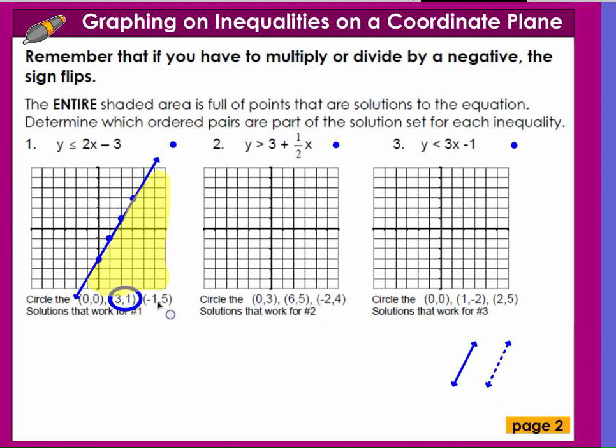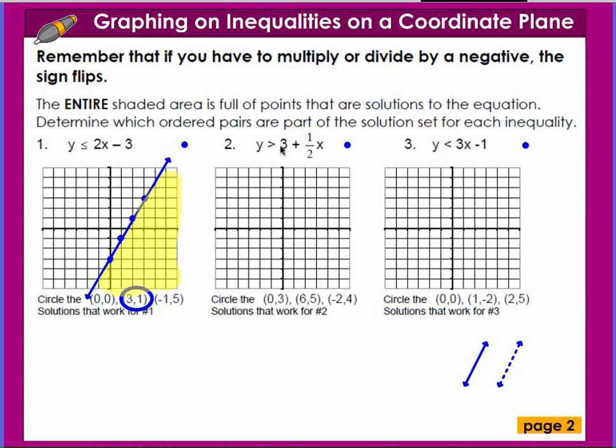All right, and let's look at (-1, 5). I go over to -1, and then I would have to go up 5. That's absolutely not in the shaded area. All right, let's do number 2 together. What's my y-intercept for number 2? And be careful. Your y-intercept is the constant, which is 3.